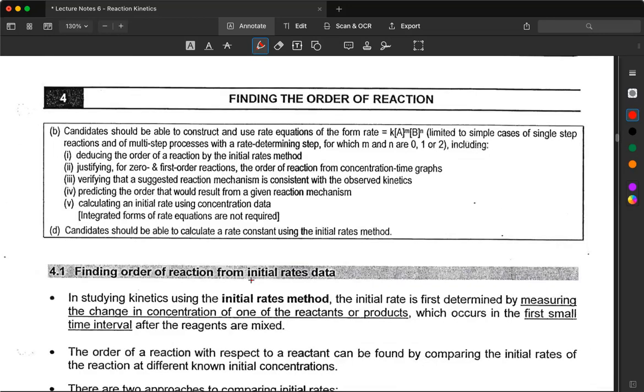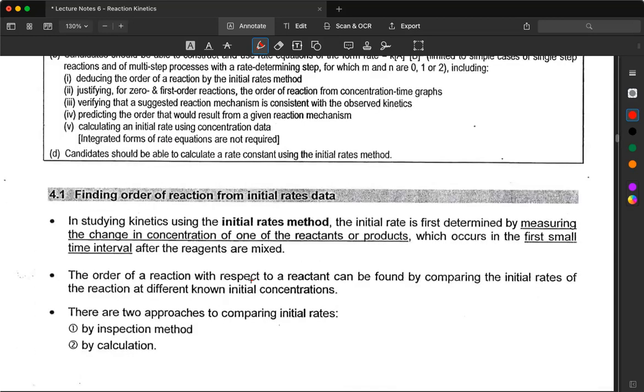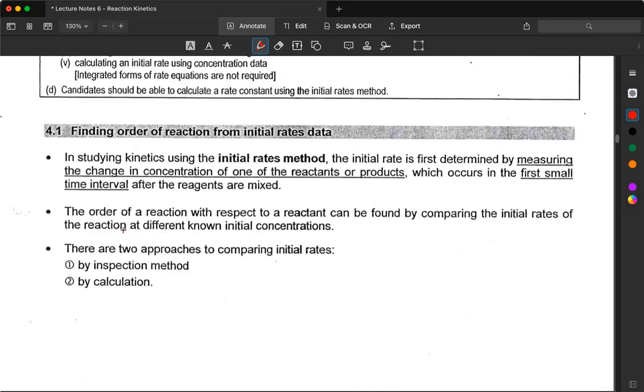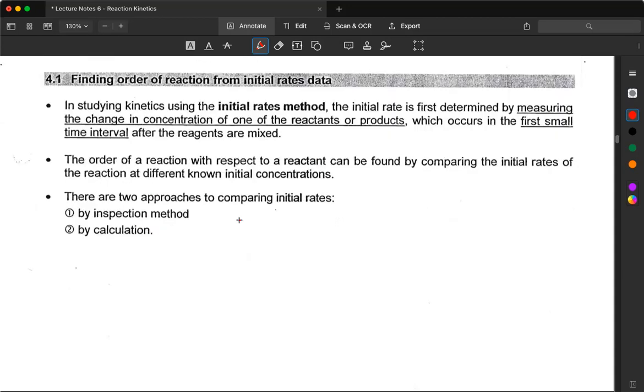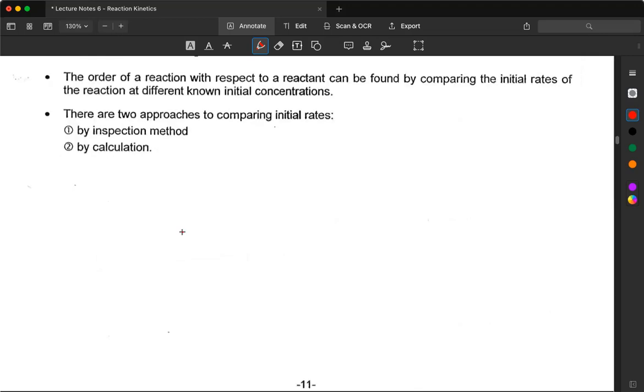Now, the next part is to find the order of reaction. So in studying kinetics using the initial rate method, the initial rate is first determined by measuring the change in concentration of the reactants or products, which occurs in the first small time interval after the reagents are mixed. So the order of reaction with respect to a reactant can be found by comparing the initial rate of reaction at different known initial concentrations. There are 2 approaches to compare initial rates, either by inspection or calculation. So how do we do it?